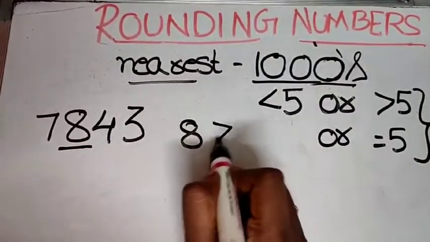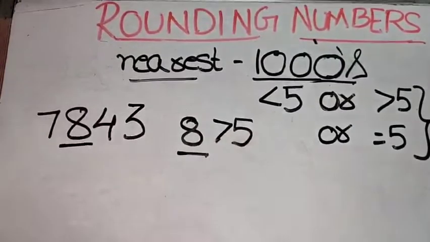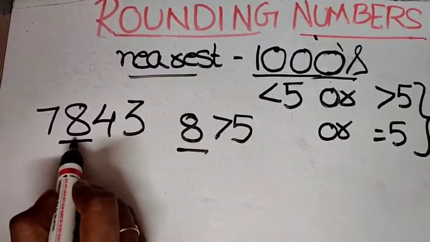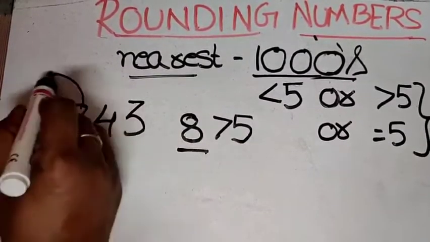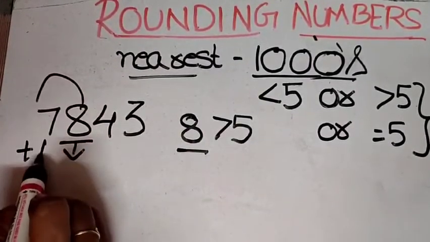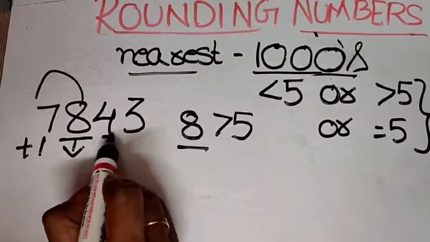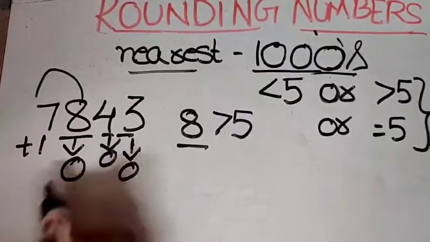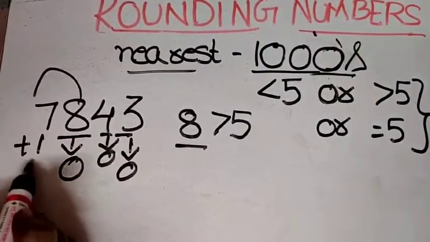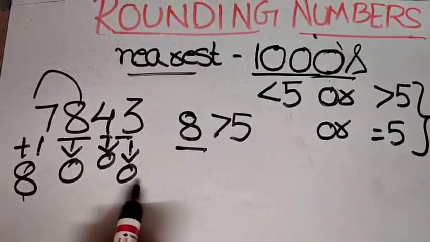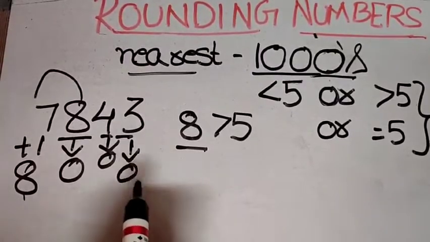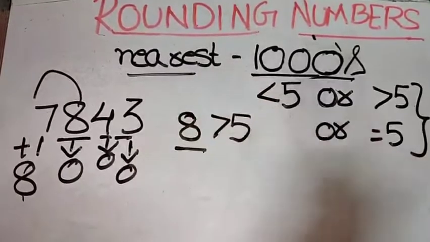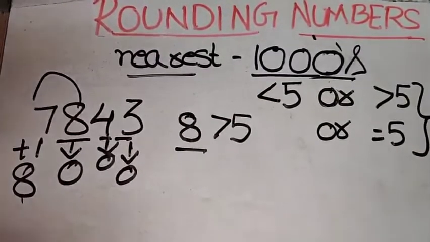8 is greater than 5, and you know what we have to do if it is greater than 5? Yes, if it is greater than 5, we have to add plus 1 to the next digit, and the before digits will become 0, 0, and this also becomes 0. That means 7 plus 1 is 8. So 8000 is the rounding number of 7843 to nearest thousands.